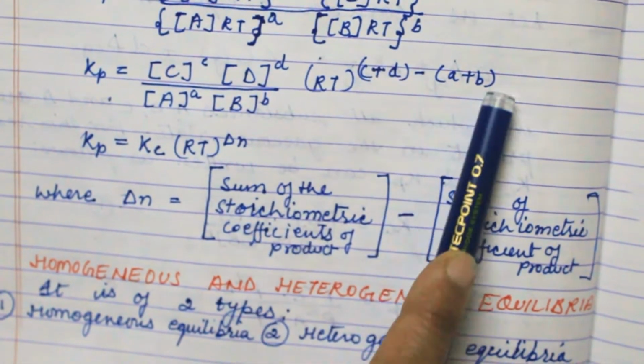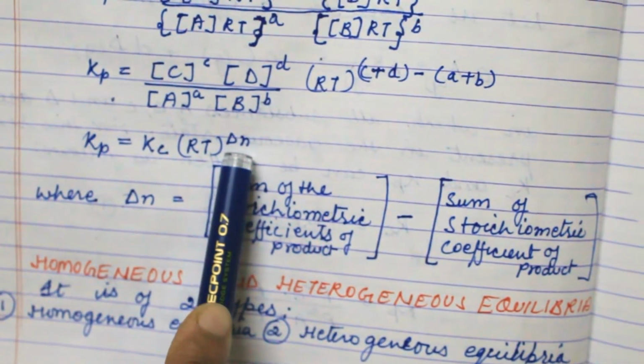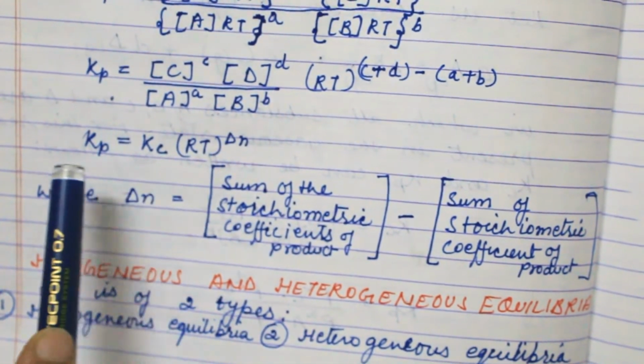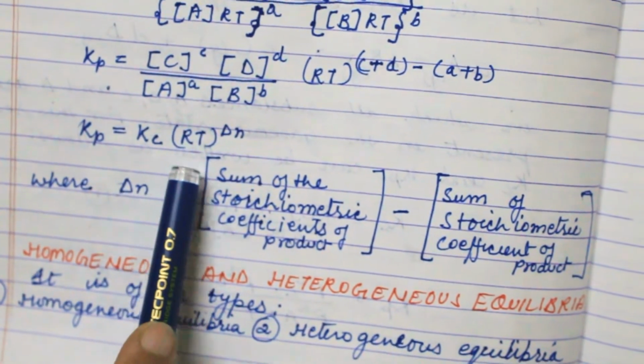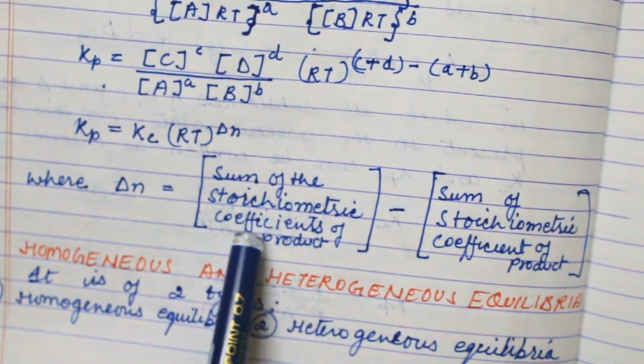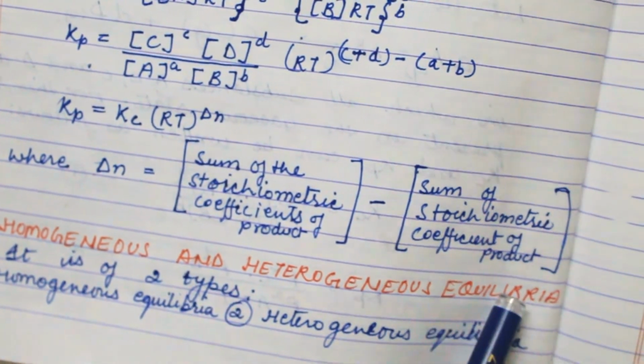Now this whole exponent becomes delta n. This whole thing becomes delta n. And this whole thing becomes Kc. So we have Kp is equal to Kc (RT) to the power delta n. Delta n is equal to the sum of the stoichiometric coefficients of the products minus the sum of the stoichiometric coefficients of the reactants.